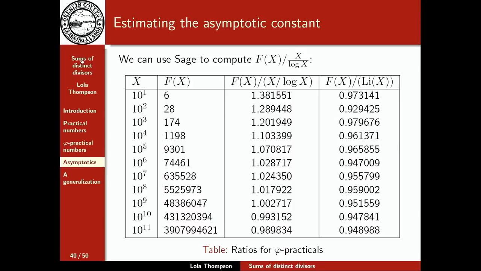So if you compare with the logarithmic integral instead of with x over log x, it seems like maybe it's oscillating somewhere around 0.95, something like that. So anyway, I don't know. It seems likely that the constant is something a little bit less than 1. That's what I would predict.